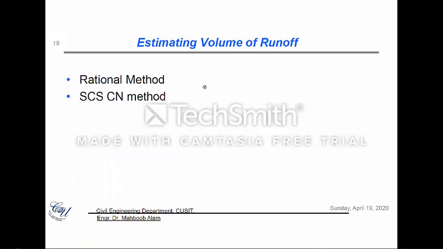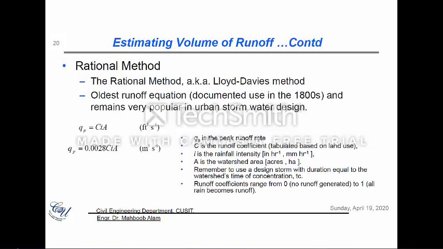Usually there are other methods also, but the two methods that we would be looking at this level are the rational method and the SCS curve number method, or CN method. These are the two methods that we would be looking into. The numericals would be either uploaded on the LMS, or we will do it in the next lecture. But keep visiting the LMS site, and I'll be uploading certain things there. So first of all, the rational method. It's a very old and very simple method.